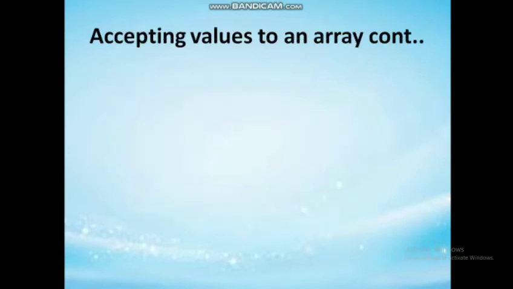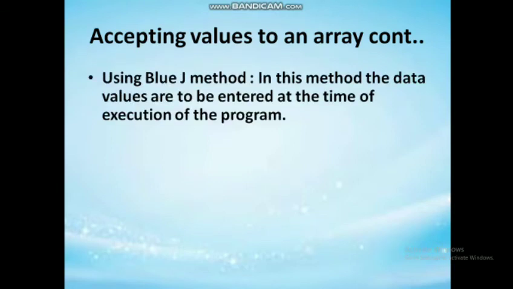The second method of accepting values to an array is by using BlueJ method. In this method, the data values are to be entered at the time of execution of the program. So you know how to use BlueJ method for the normal program. We mention inside a public static void main any values like int a, b, c, and while running, BlueJ will ask you to enter the values. Then you will be entering the values there, and based on those values the program will run. Same way it works for the arrays too.